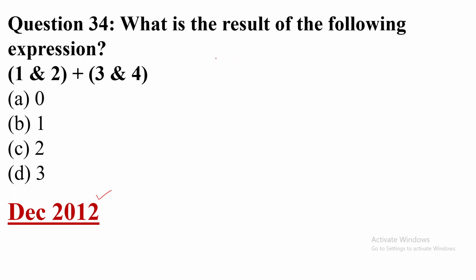So first this one, 1 and 2. 1 को decimal में लिखिए. तो 1 को decimal में कैसे लिखेंगे? 2's power 0, that means 1. 2's power 1, this is 2. And 2's power 2, this is 4.